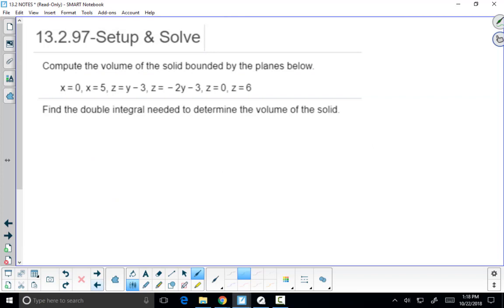So this one says, compute the volume of the solid bounded by the planes below. We have a bunch of planes there, and they're going to trap some solid object, and we want the volume of that. We're going to need to know whether we orient ourselves with a lower and upper surface, a back and a front surface, or a left and a right surface. Because to find the volume between two surfaces, you have to do upper minus lower. But if it was in this direction, we would have to do front minus back. And if it was in this direction, we'd have to do the right minus left.